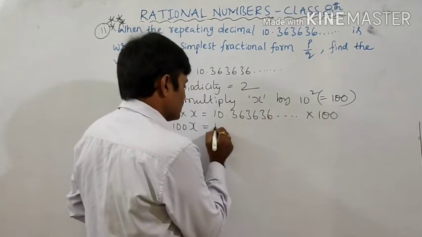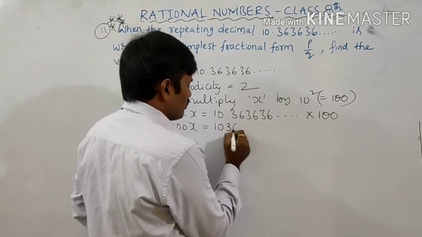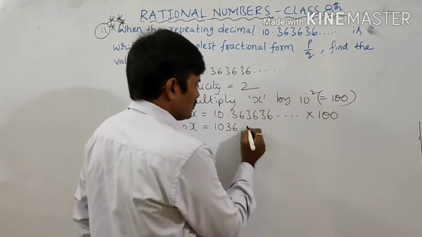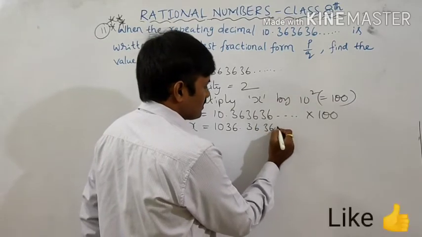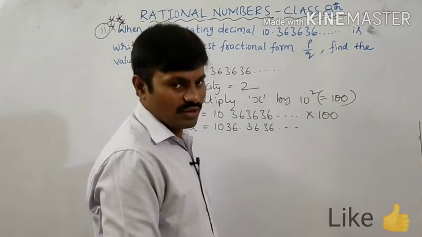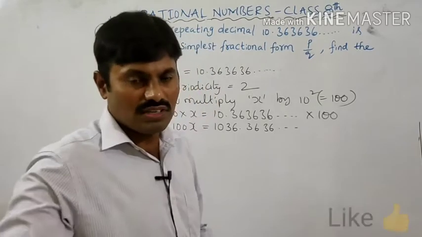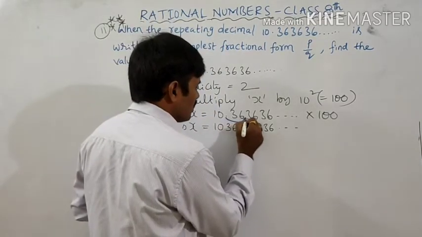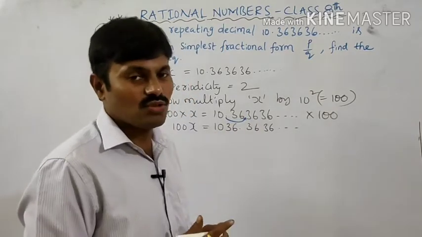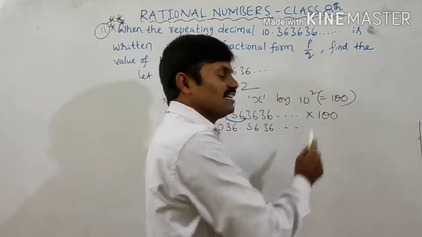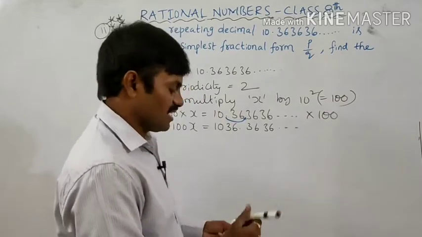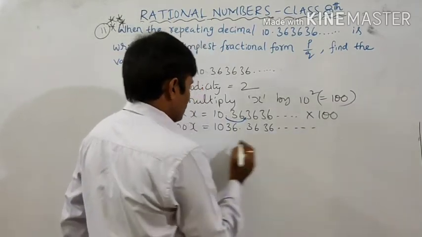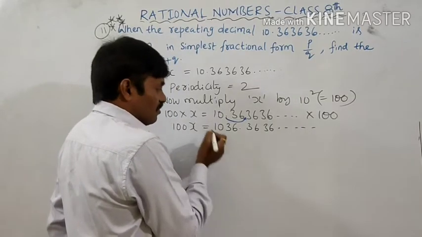That means this becomes 1036.363636 and so on. Here the decimal point is shifting from left to right by 2 decimal places, because we are multiplying by 100, which consists of 2 zeros. Clear? Now I have to subtract.